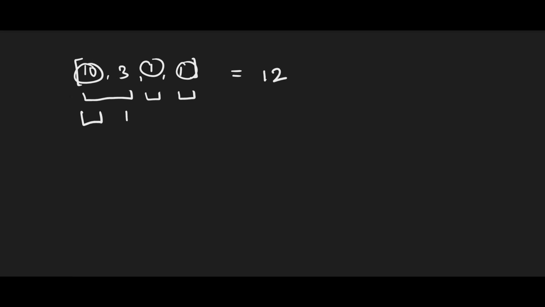Let's say the example we are taking is 10, 3, 1, 1. We can split this array into many possibilities of 3 subarrays, but what will be optimal is when we split it like this. We are doing this because we need 3 subarrays. So what will be the cost? It will be 10 plus 1 plus 1, which is 12. But what will happen if we split it like this? The cost will become 10 plus 3 plus 1, which is 14. This is not the minimum.